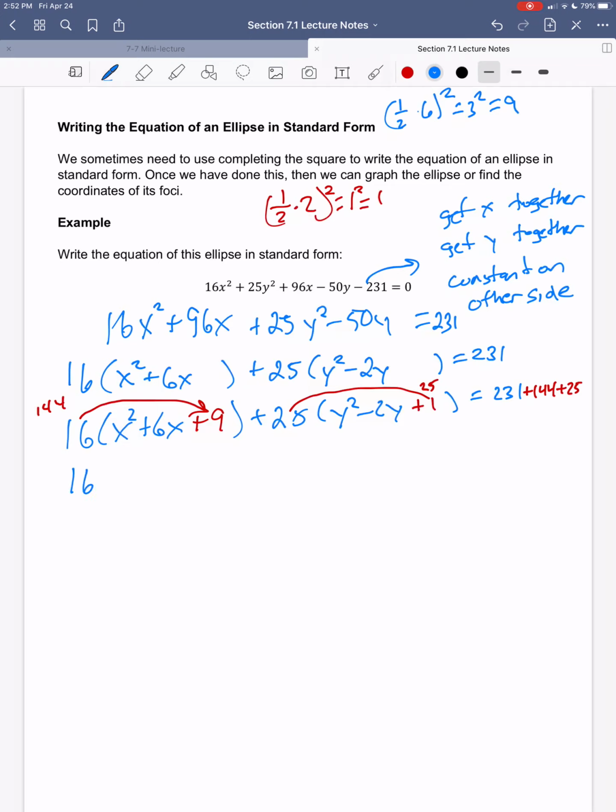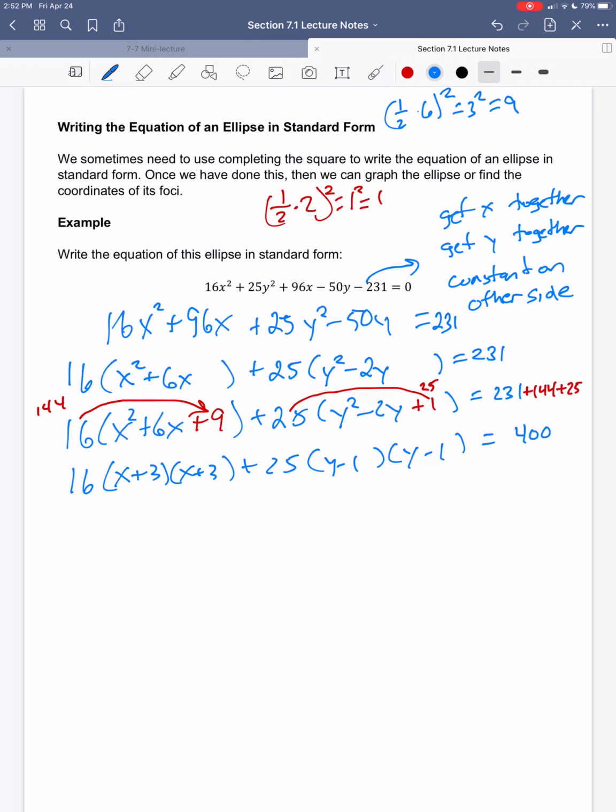I'm going to factor this. We're going to get x times x. The 9 is going to be 3 times 3, and notice 3x and 3x gives me 6x. For my y's, I'm going to factor. Y times y gives me the y squared. The 1 has to be 1 times 1. And if they're both negative, then that all works out. If I add this, I get what? 231 plus 144 plus 25, I get 400.